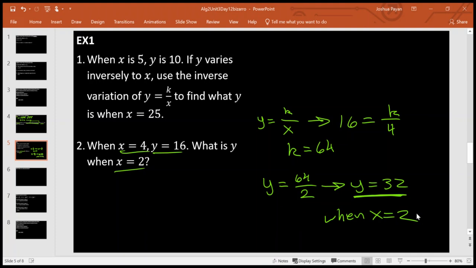So that's really all there is to basic inverse variation. There's a lot more to this than that. But like I said, I'm keeping it super simple for this video.